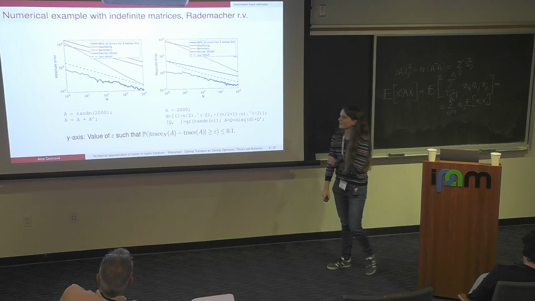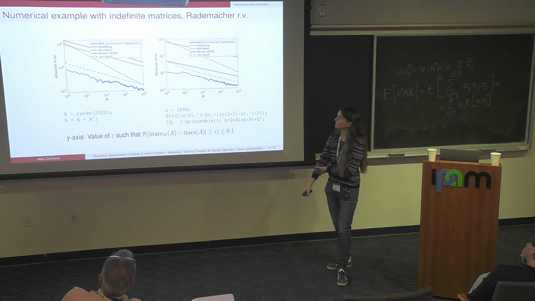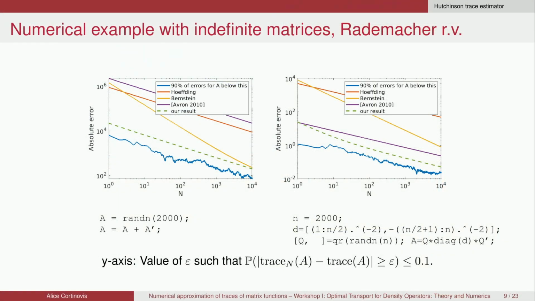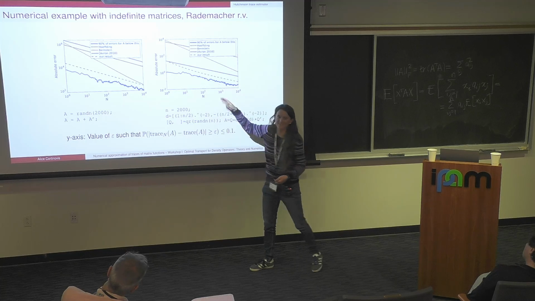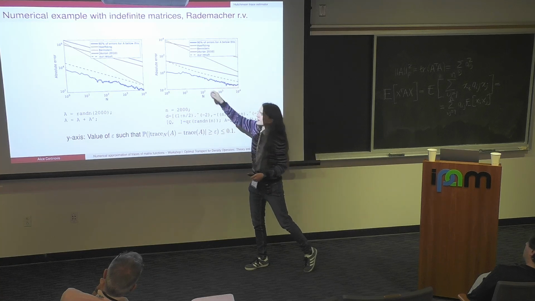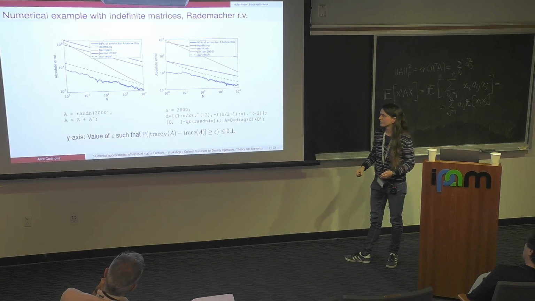Okay, so this is an example of basically the previous bound for indefinite matrices. Let's stick to one of the pictures. This is a symmetric matrix. Again, it doesn't really matter what it is. This blue line is the value of epsilon such that you get that accuracy with 90% probability. It's wiggly because it's computed numerically. And this green line is the bound that I showed you on the previous slide. So what I want to say is it's kind of tight.